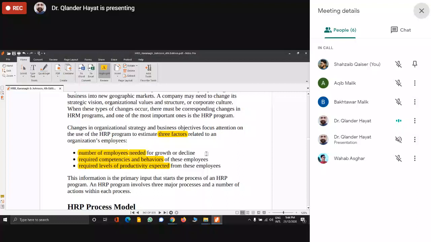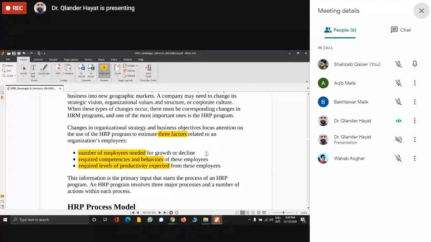And from them, one is the number of employees needed for growth or decline. If your company is going to grow, or your company is going to decline, then how many employees are you going to retain? This part is related to the number of employees needed. The second factor is the required competencies and behavior of those employees. And the third factor is the required level of productivity expected from these employees.